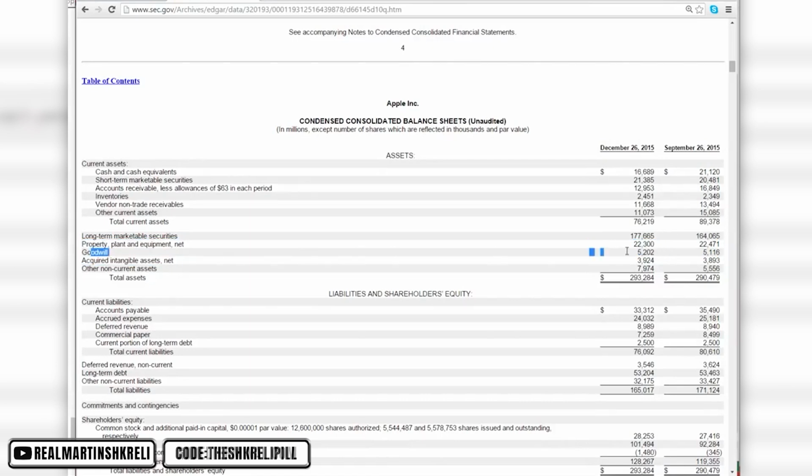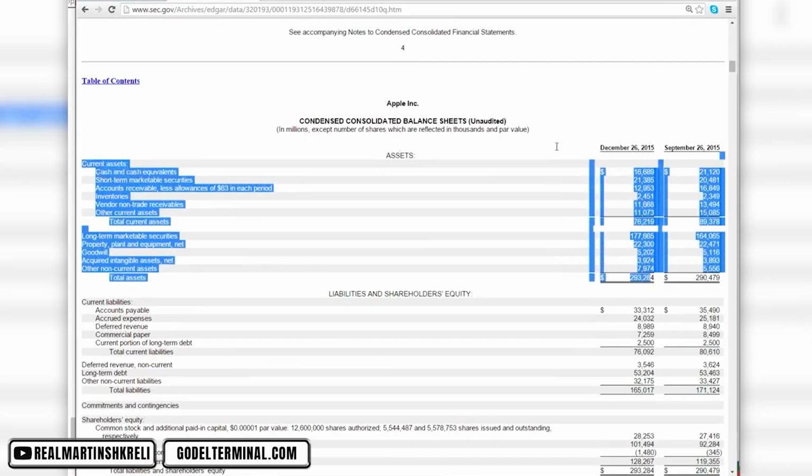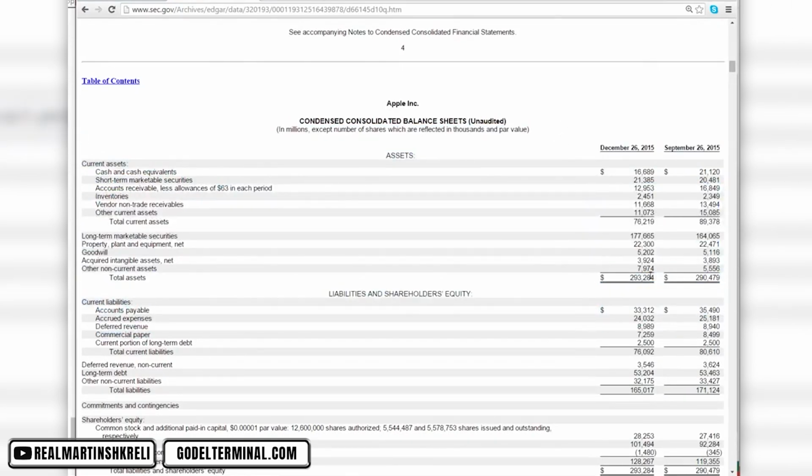Goodwill and intangible assets. These are kind of the accounting gobbledygook that I encourage you to ignore for now. You'll learn more about goodwill and acquired intangible assets later, but there's about 8 billion or 9 billion of that here. And then other non-current assets. You see they have OCA, other current assets, and they have other non-current assets, ONCA. And these are, again, miscellaneous. So we looked at the assets, and if you total all of them, it's about $293 billion of assets.